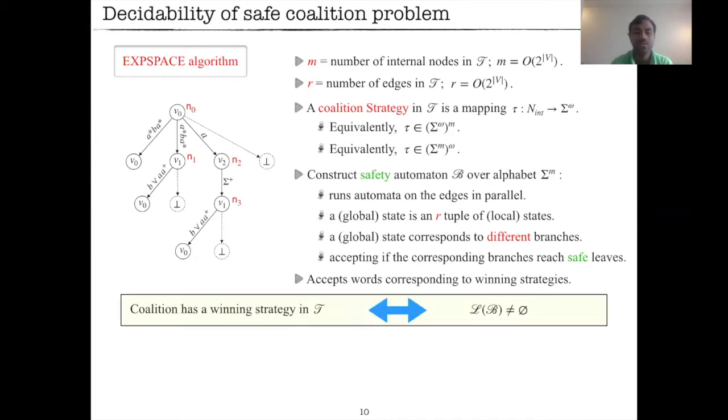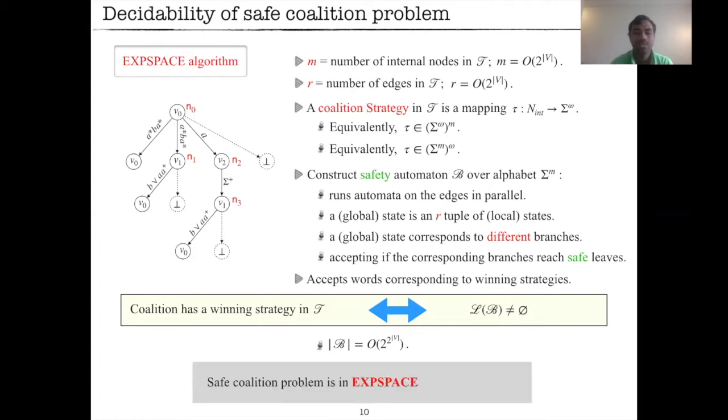In other words, the coalition has a winning strategy in the tree if and only if the language of this automaton B is non-empty. Now see that M is of size exponential in the number of vertices, and R is also of size exponential in the number of vertices. Therefore, the size of the automaton is doubly exponential in the number of vertices. Therefore, we can decide the safe coalition problem in exponential space, and what I have not shown here is that this problem, the safe coalition problem, is PSPACE-hard.